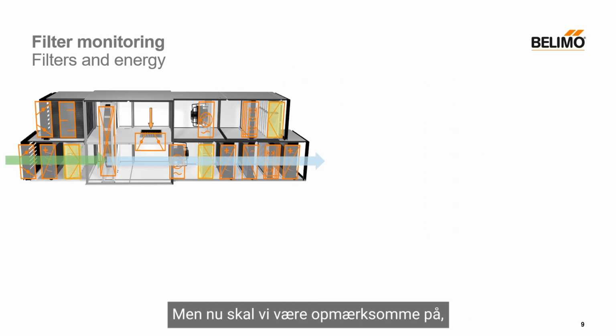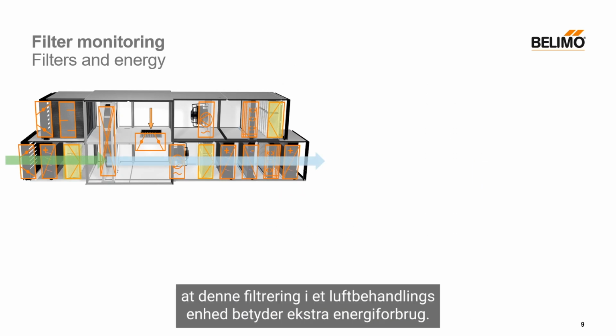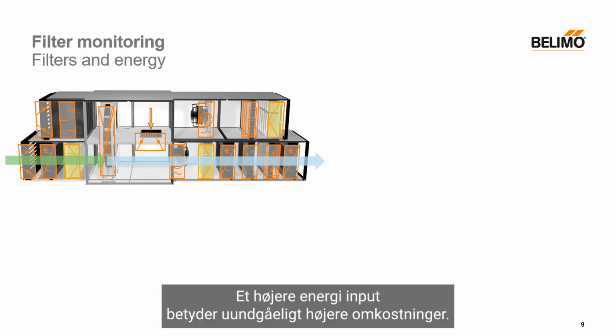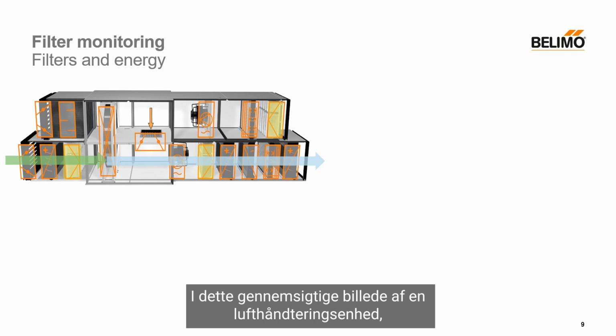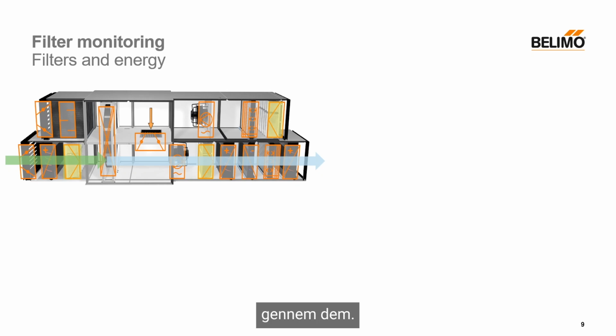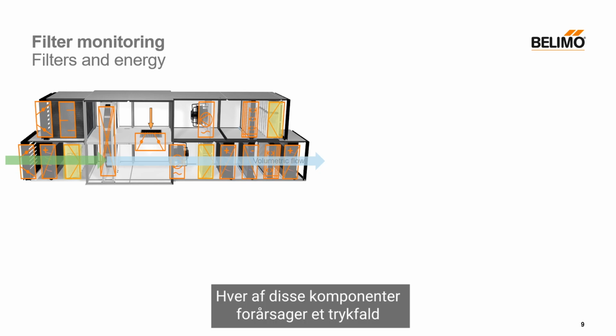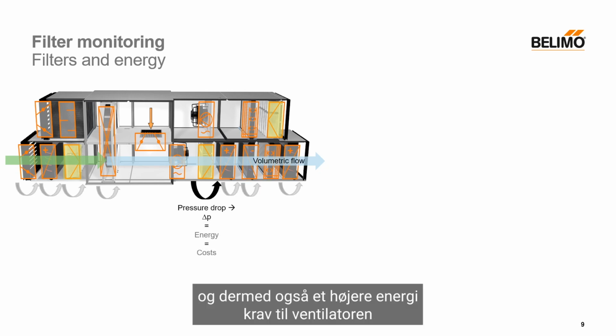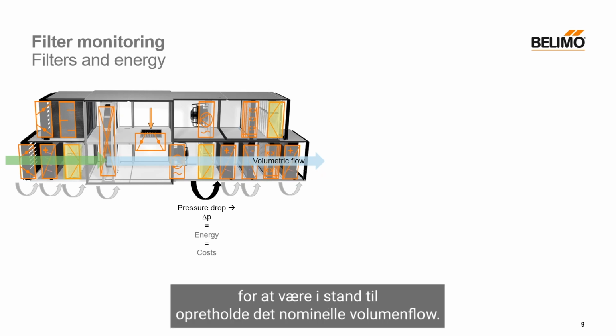However, we must now be aware that this filtration in an air handling unit means additional energy expenditure. A higher energy input inevitably means higher costs. In this transparent view of an air handling unit, you can see the various components and the volumetric flow that passes through them. Each of these components causes a pressure drop and thus also a higher energy requirement of the ventilator in order to be able to maintain the nominal volume flow.